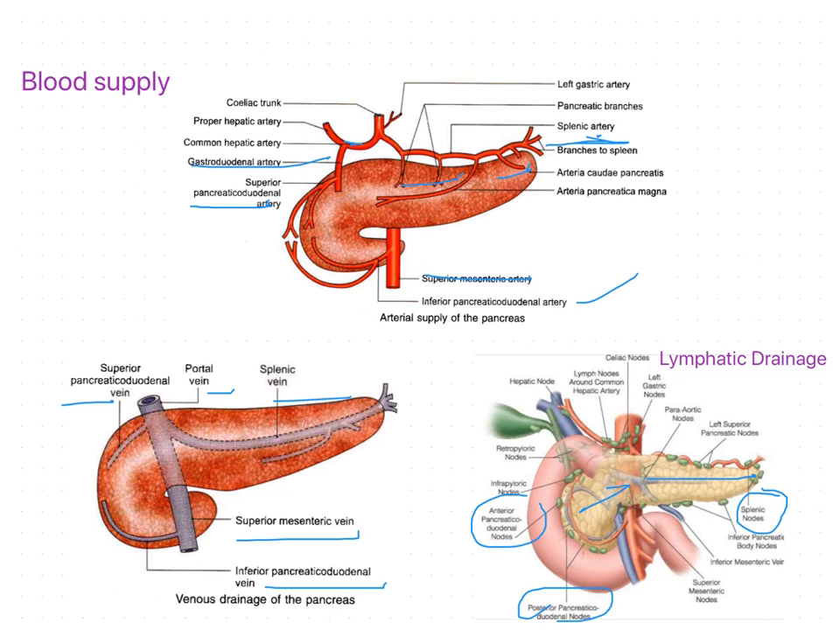If you see the nerve supply, it is by autonomic plexuses of nerves, which also accompany the arteries to supply the organ. The sympathetic fibers are derived from the lower thoracic segments of the spinal cord, while the parasympathetic fibers are from the vagi, both right and left side vagus. Okay, this is all about the pancreas. Thank you.